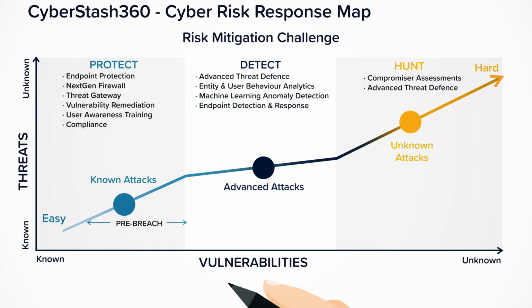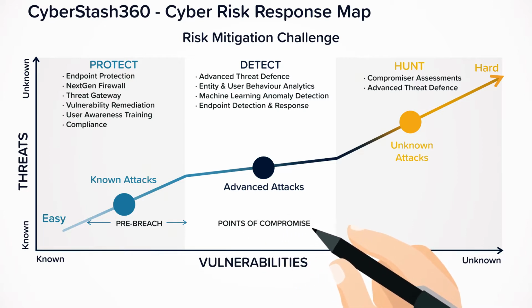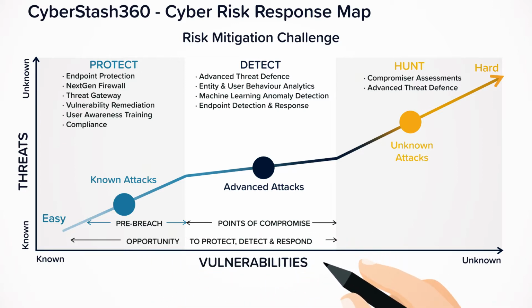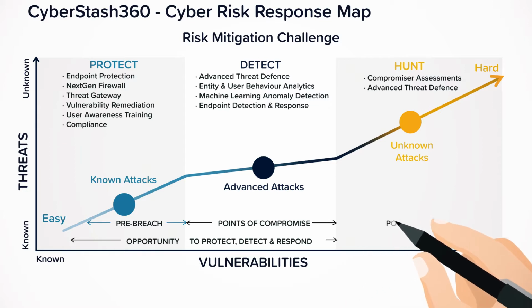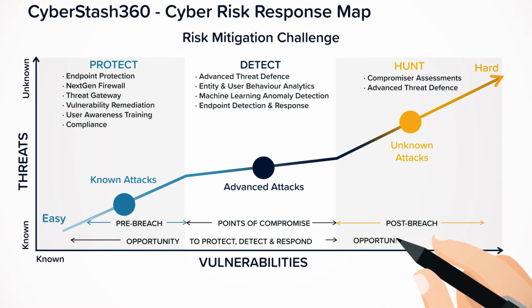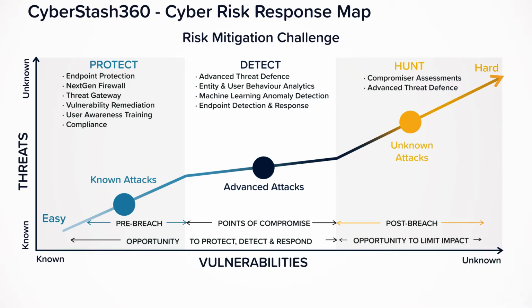Now, we know that solutions that deliver protection provide us our pre-breach defense strategy. But we also know that there will always be advanced attacks that slip past our protective controls, such as zero days and those that originate from multiple attack vectors. And it's when we fail to detect and respond to advanced malware and human adversaries that our business and information systems get breached. And what about hunting? Well, that's our post-breach defense strategy, because it's during the unknown attack stage where we have a short window of opportunity to limit business impact.